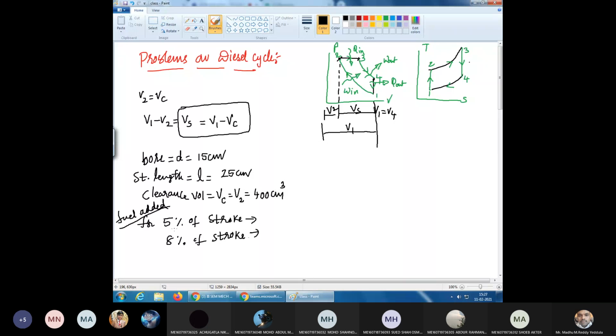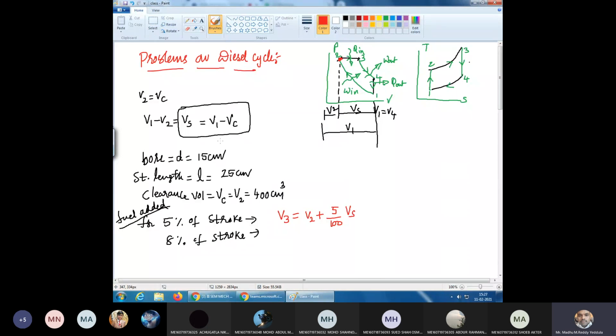So what is the meaning of this one? Fuel supply continues. Actually, at what point will the fuel supply start? It starts at 2. Agree? The fuel supply starts at 2, ends at 3. So he is talking about the V3 point. It is starting at 2 and it is ending at 5% of stroke. Stroke means you need to take Vs. This is clear?